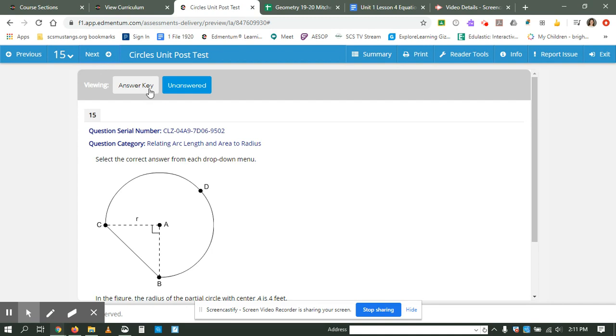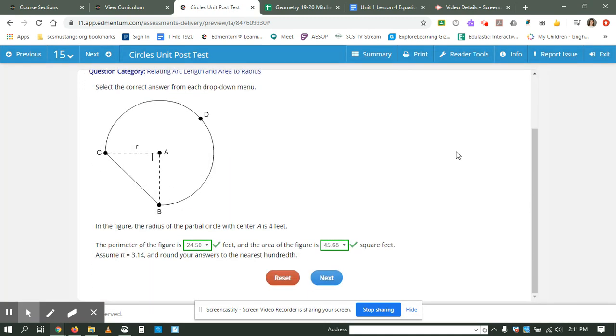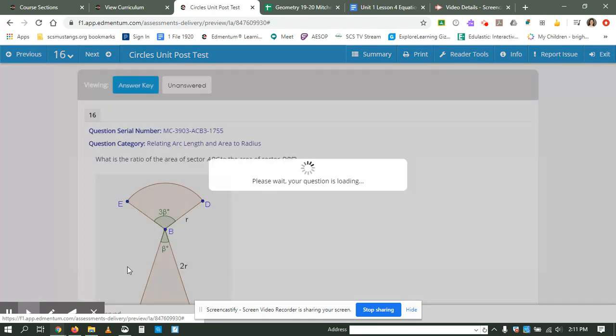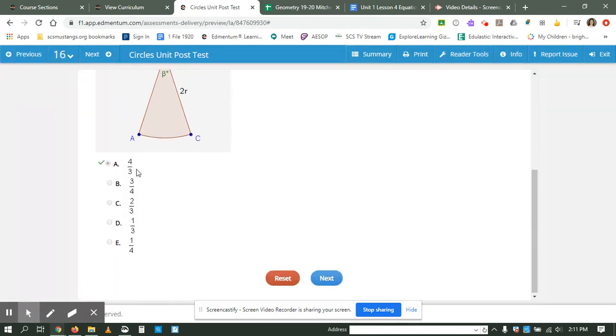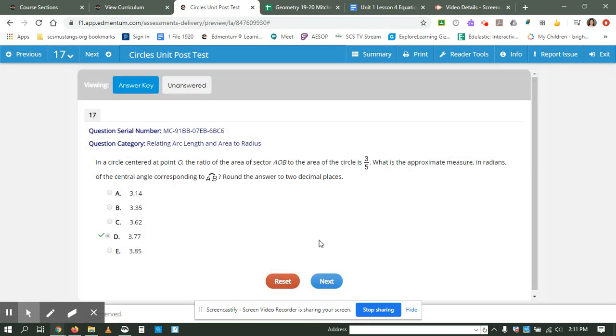Looking at the next one, looking at 15, you're looking at 24.5 and 45.68. Looking at 16, that one's going to be 4/3. Looking at 17, they're having you do in radians. We don't do radians with this course. So you're looking at 3.77.